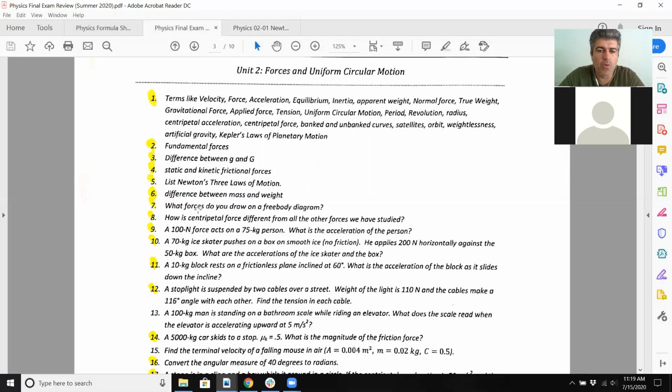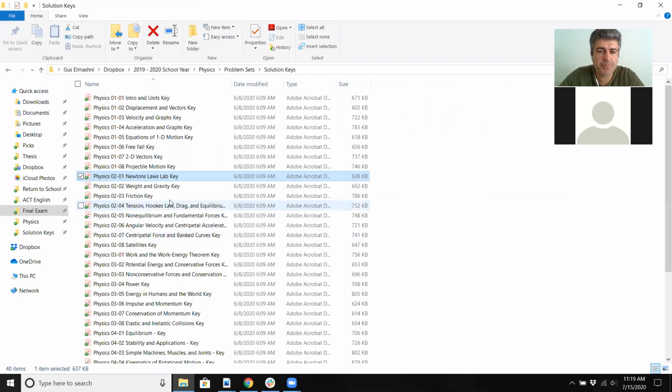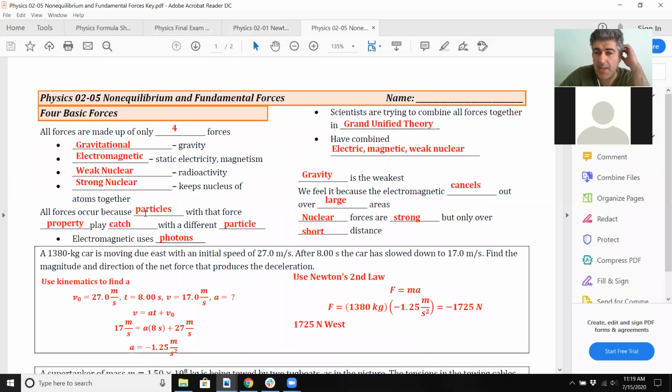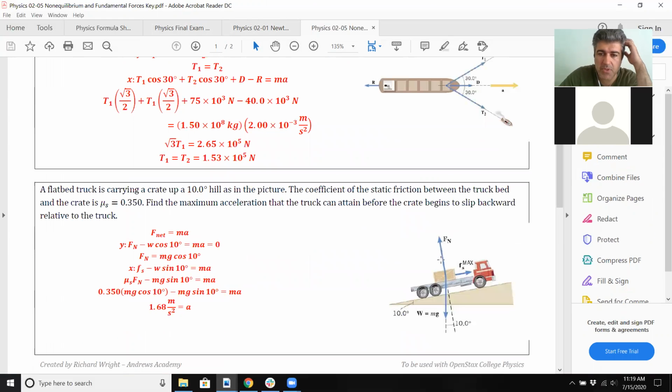What forces do you draw in a free body diagram? Going back to this stuff here, it's probably a good idea to watch some of the old videos. If you go to the dates, you can watch that stuff. Just make sure you know that normal force is always perpendicular to the surface. This is static friction, which is obviously parallel to the surface. Weight's always going down the middle, and you can break it down into its components.